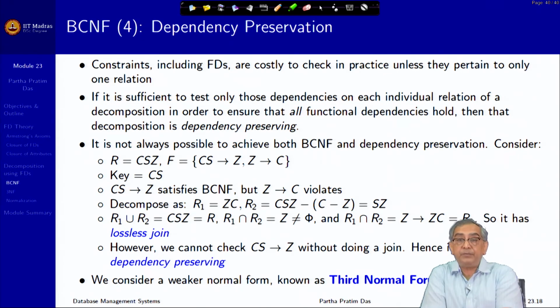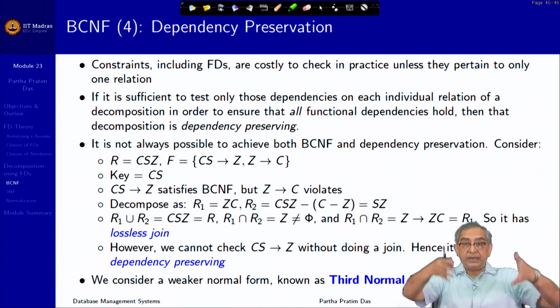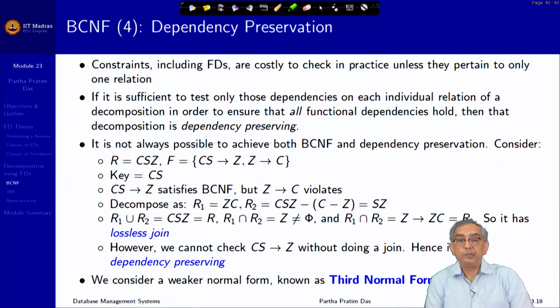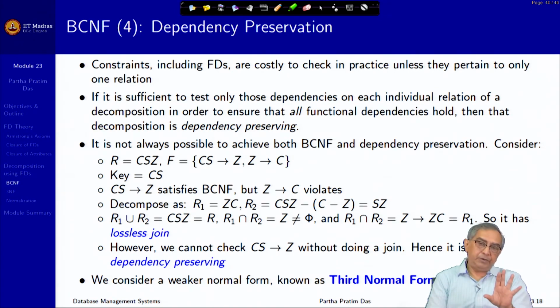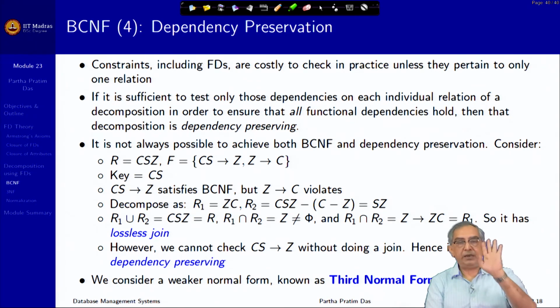Now, the second question is, does it preserve all the dependencies? What it means is, can I check every dependency that holds in a single relation? Or will I have to make a join, make a bigger relation and check if the dependency holds? Like in the case of department and instructor, we saw that all functional dependencies involve either the attributes of R1 or the attributes of R2. So, each one of them can be checked in the respective relation.